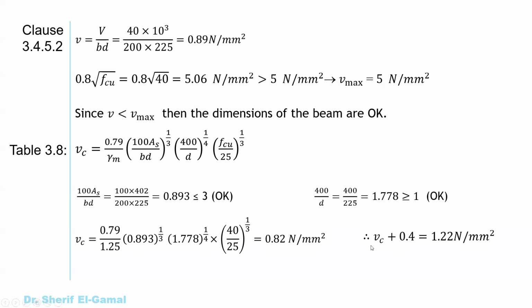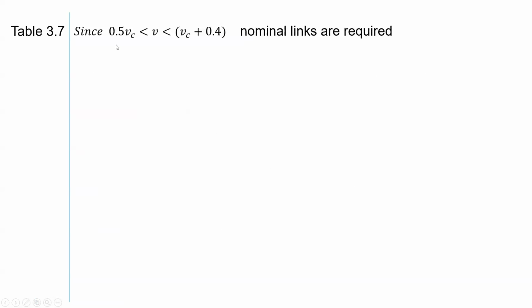Now we have to get Vc plus 0.4, which is the stress carried by the concrete plus the minimum links. So Vc is 0.82 plus 0.4. It will give us a value of 1.22. Then we compare the shear stress that we have here with Vc plus 0.4. We can see that the shear stress is less than Vc plus 0.4 and greater than half of Vc. It means minimum links or nominal links are required, and we can get them from this equation.